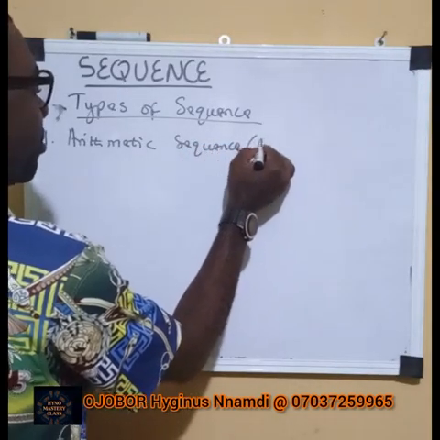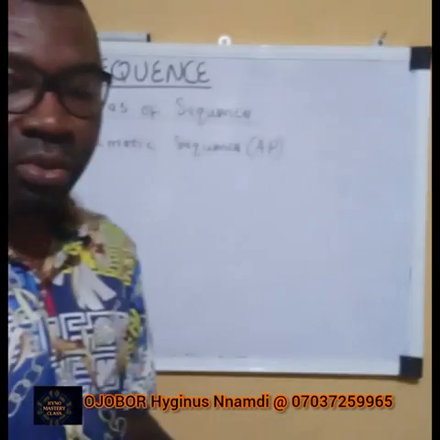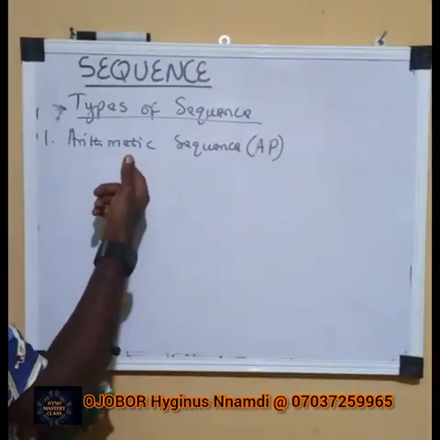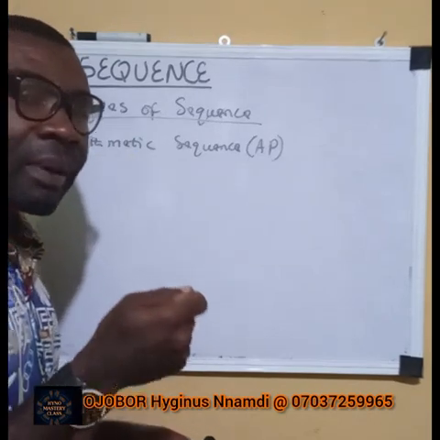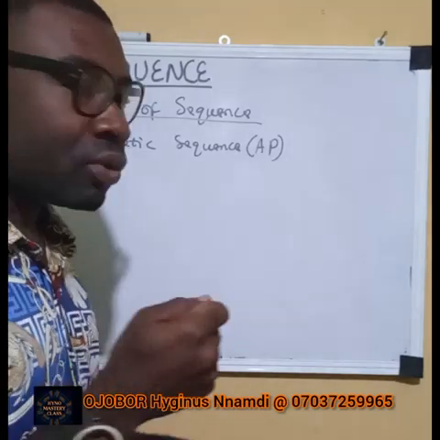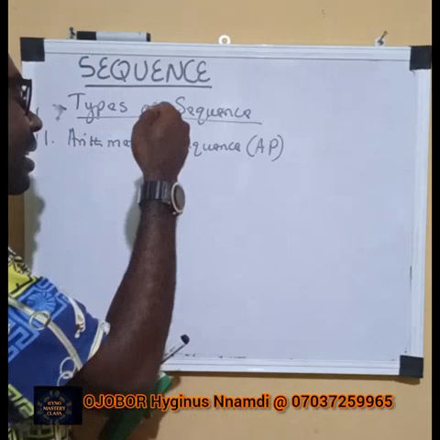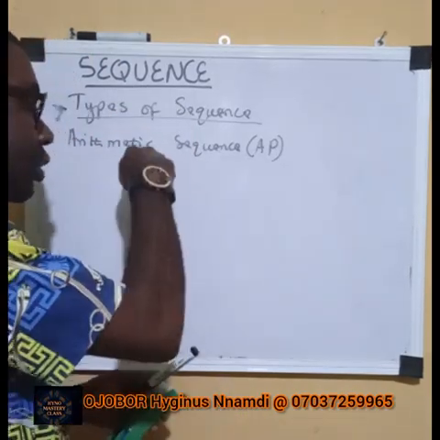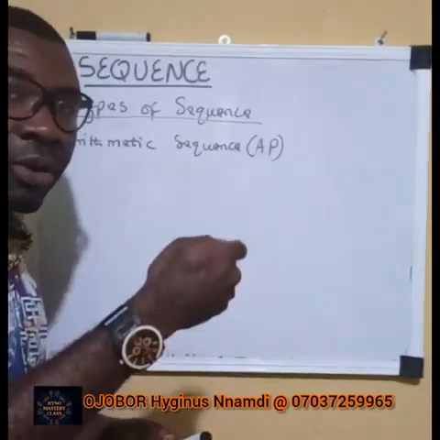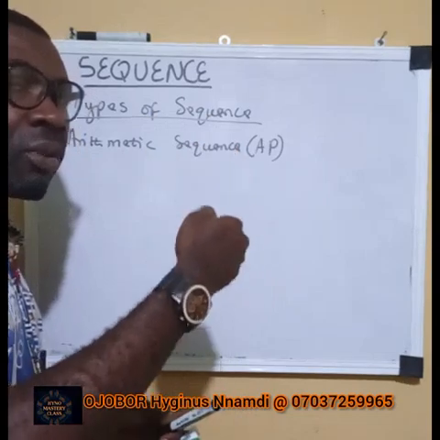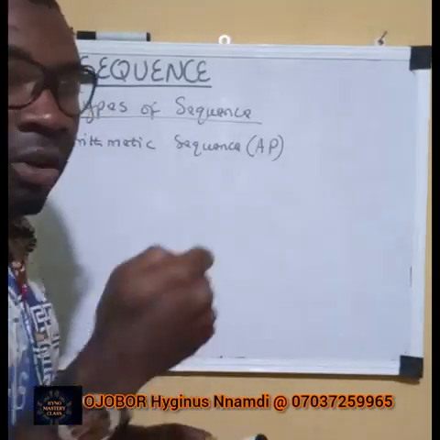Arithmetic sequence is also known as arithmetic progression. In this type of sequence, each term of the sequence is gotten by the addition of a particular number to the preceding number. That is, if I want to get a particular term, I'll add a constant, a particular number, to the number before it to get that number. And that particular number that continues to be added to the preceding number to get the succeeding number is what we refer to as the common difference.